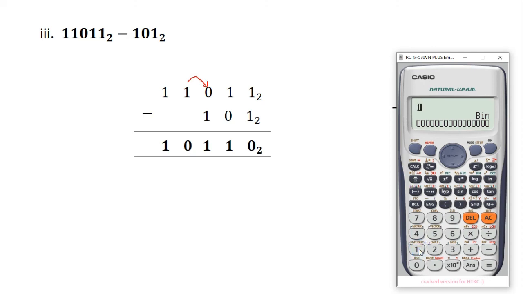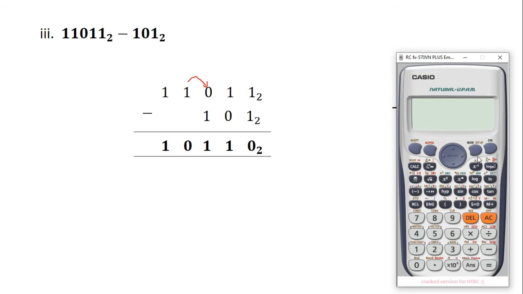So we have 1, 1, 0, 1, 1 minus 1, 0, 1. You click on equal to, then you start writing our answer from the first significant figure. The first significant figure here is 1. So we have 1, 0, 1, 1, 0 base 2, just as we have here.